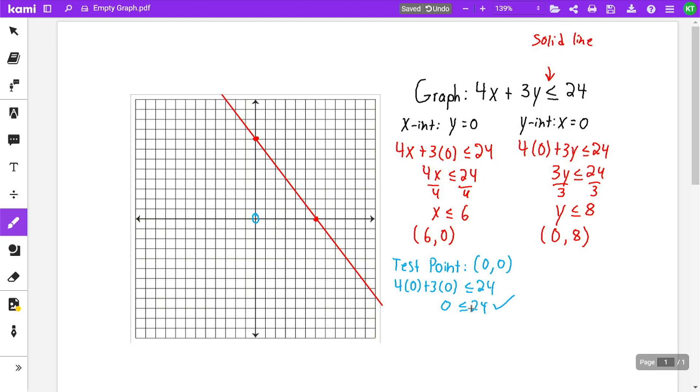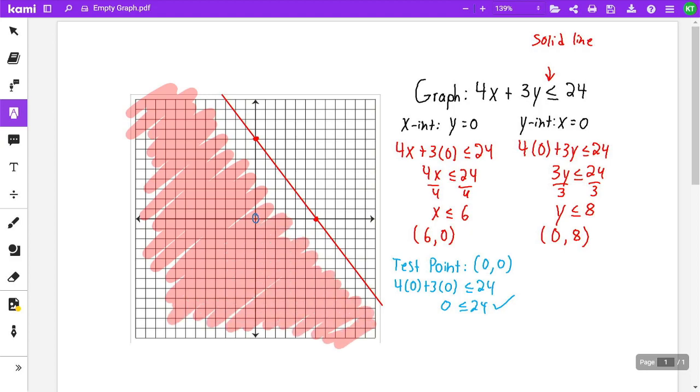And so because that is true, we are going to shade the side which the test point is on. So I'm going to go ahead and shade this side now. And so our inequality, when graphed, will look like this.